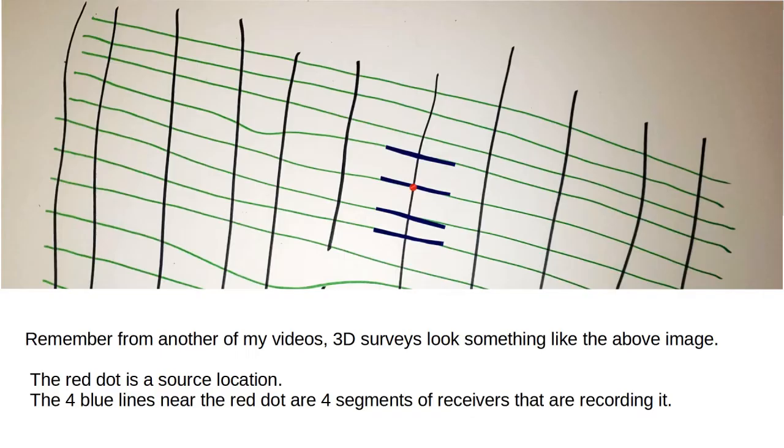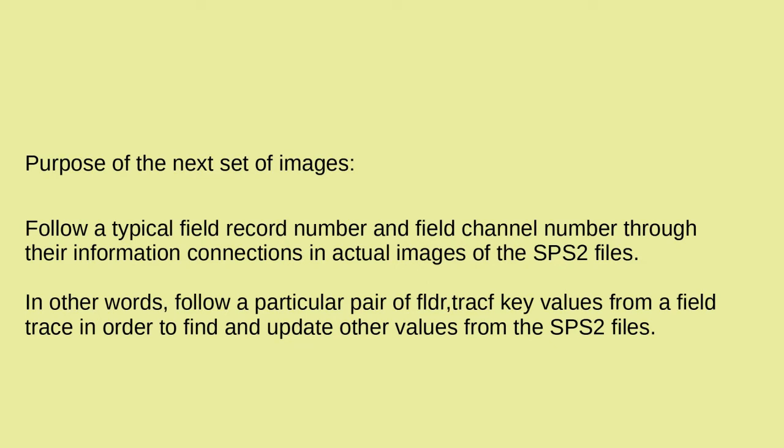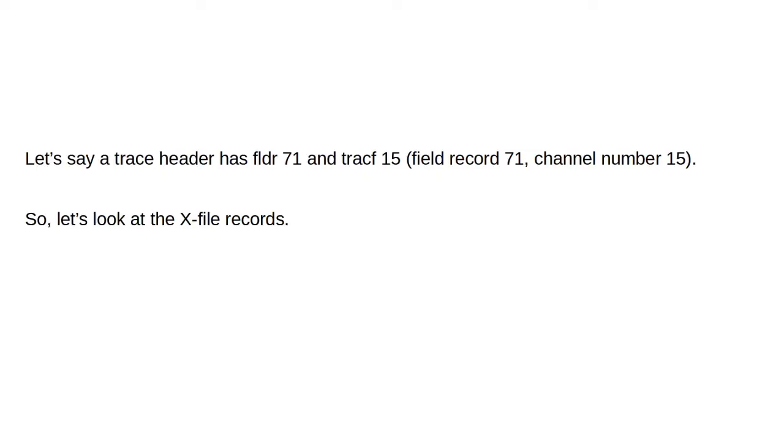Remember, in another of my videos, I presented this image of a 3D survey. The shot location is the red dot, and the four blue lines near it are four segments of receivers which are recording that shot. Now, using a typical field record number of 71 and a typical channel number of 15, let's track through images of actual SPS2 files to find the geometry information.